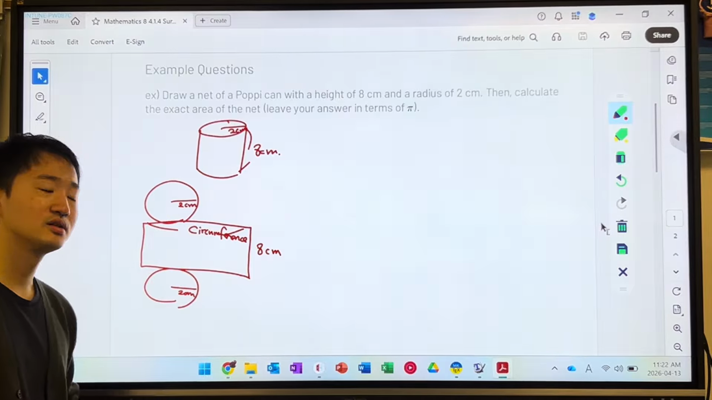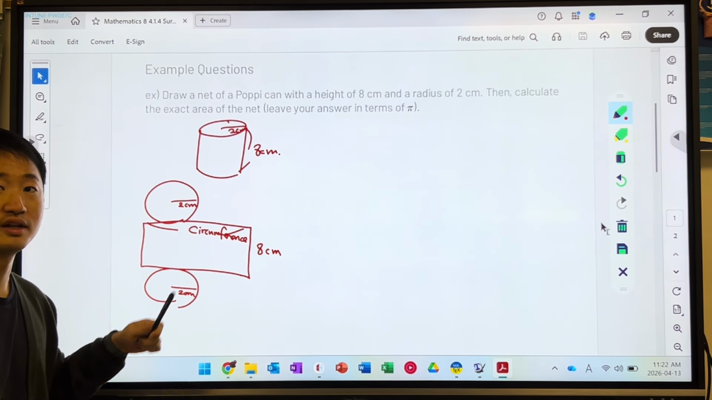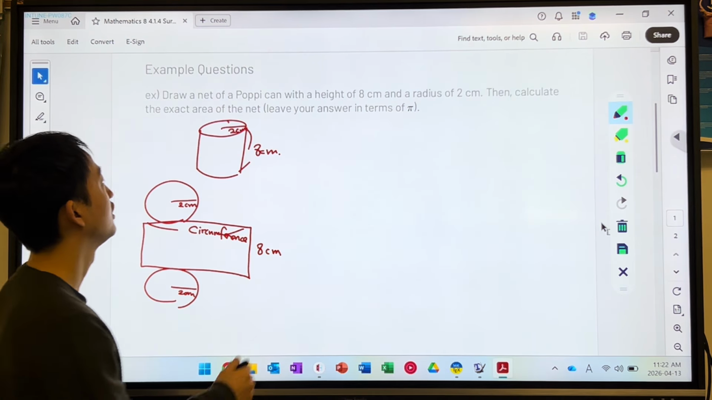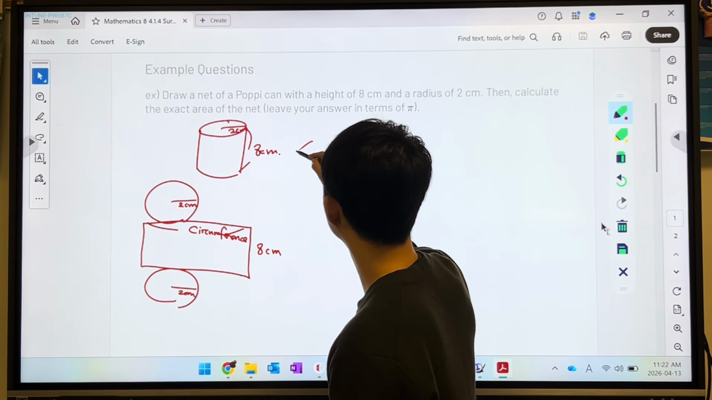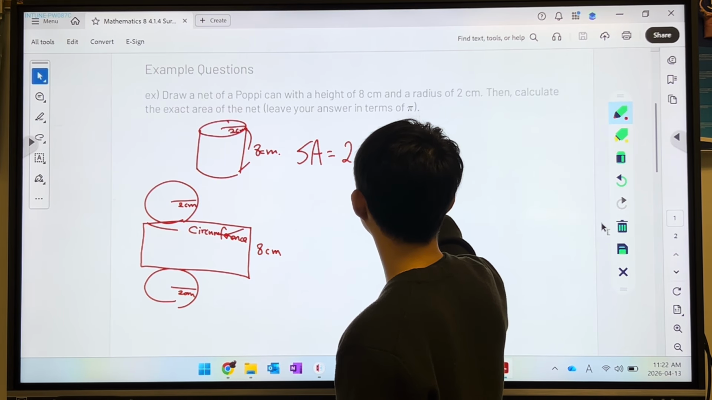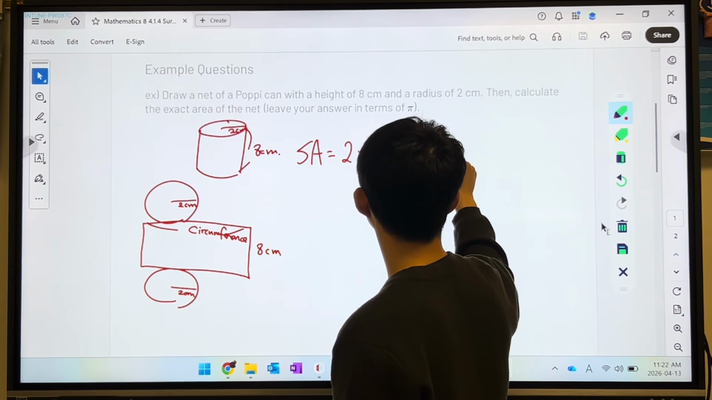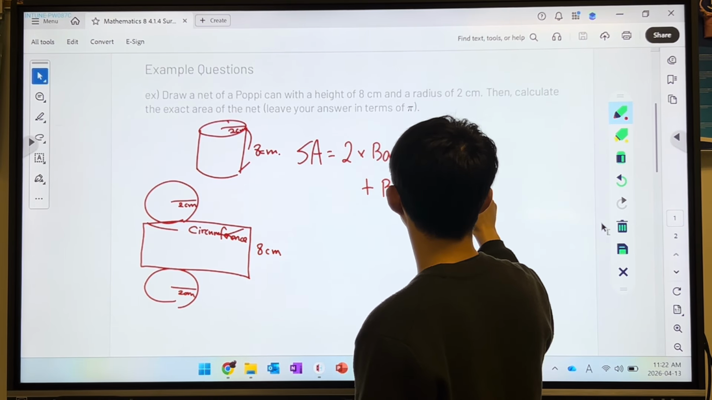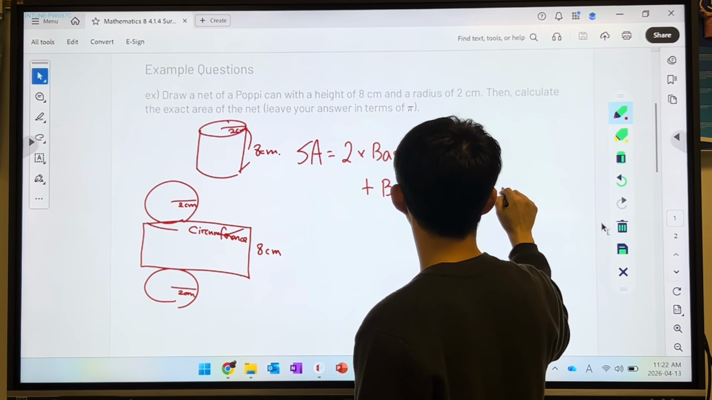So in other words, we can apply the same formula that we have for the surface area. From the previous video, we have learned that surface area is equal to 2 times the base area plus the base perimeter times height.